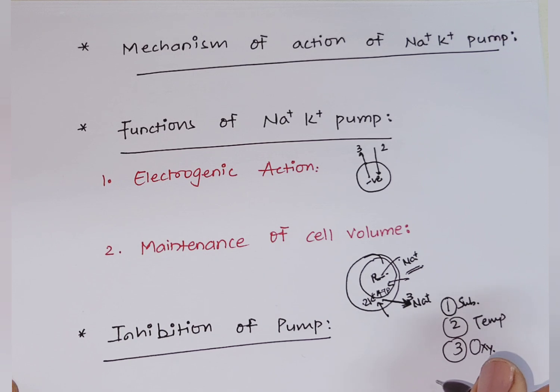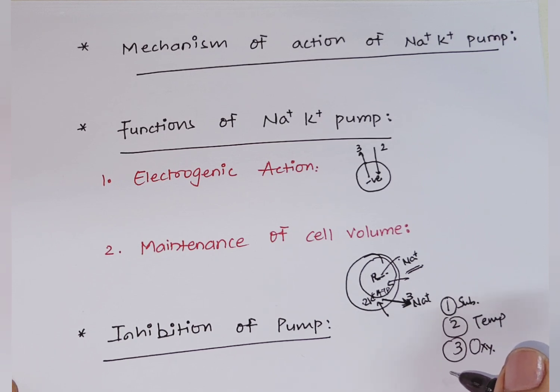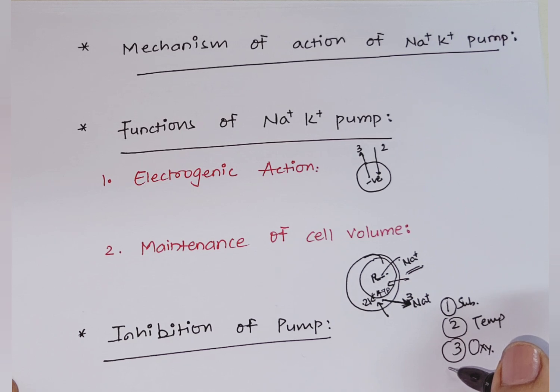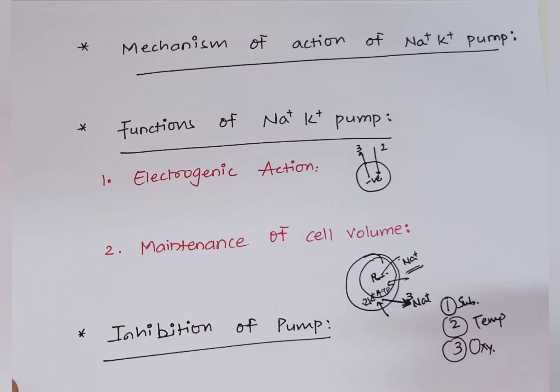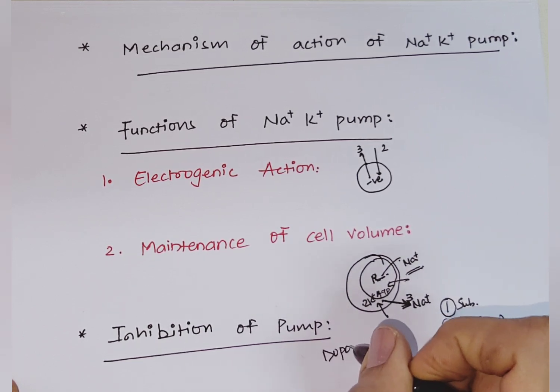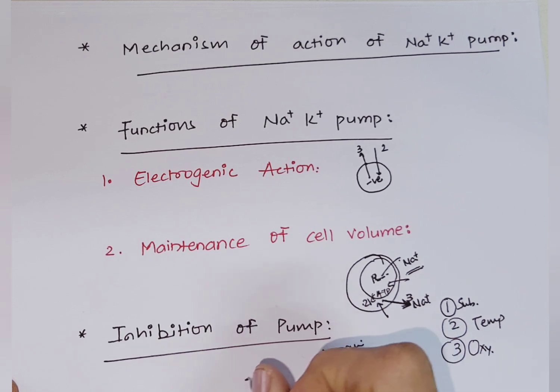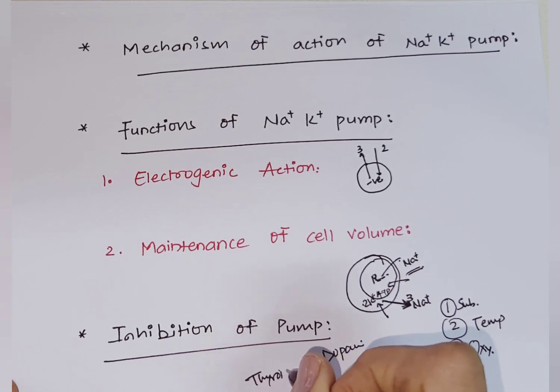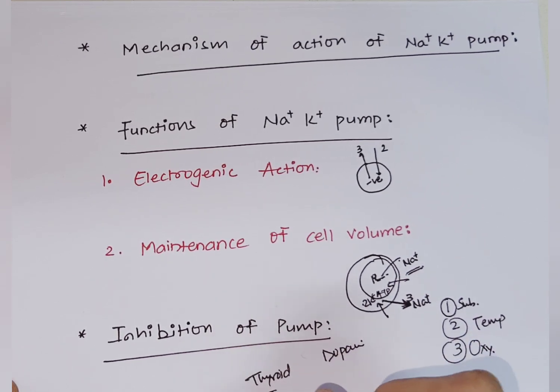Another factor is excitation. Some hormones like thyroid hormone increase the activity of the pump. Insulin, aldosterone and G-actin all stimulate the pump activity, and dopamine inhibits. So inhibition is by dopamine, and activation is by thyroid hormone, insulin, aldosterone and G-actin.